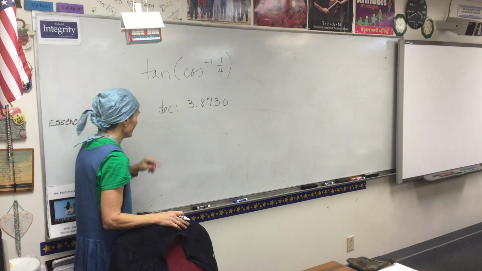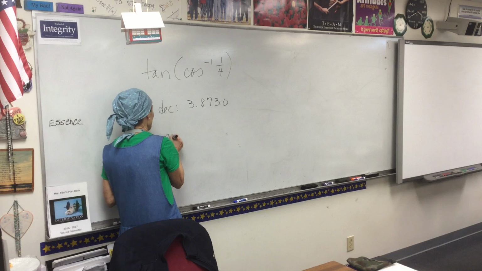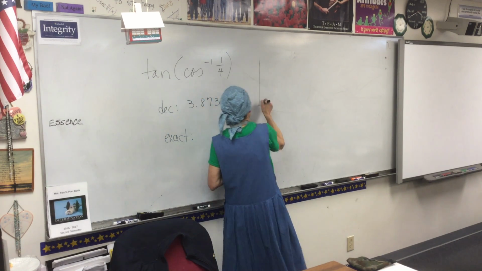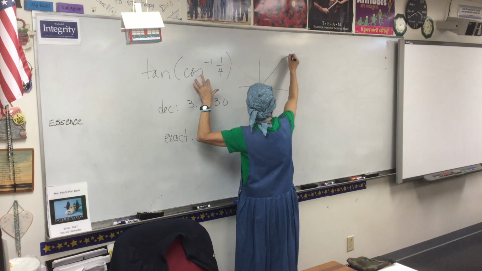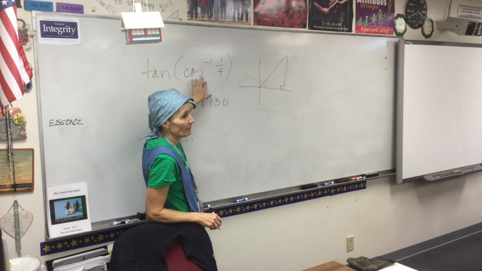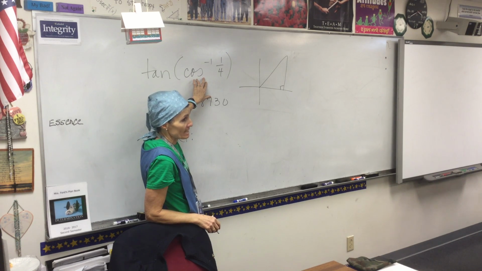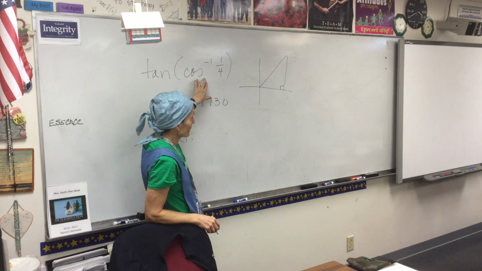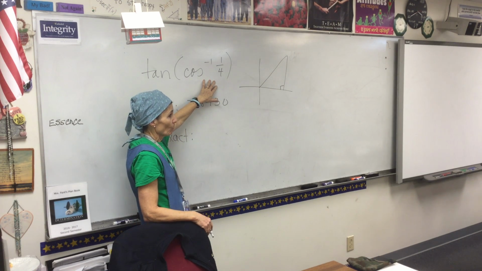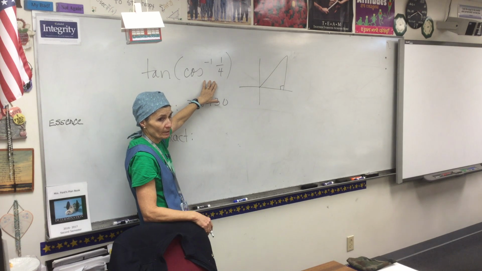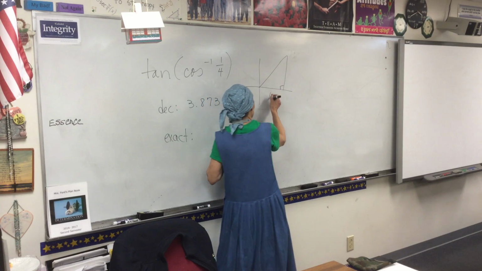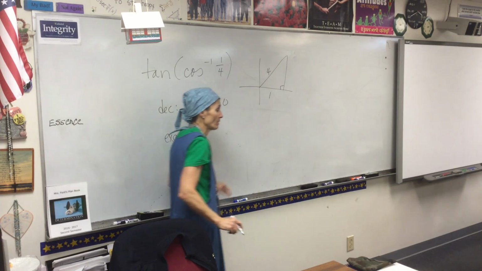Now, by hand, what we call the exact value, we need to draw a picture of the parentheses. So we're going to draw a triangle. Emma? It's always going to be in quadrant 1. Yep. So we're going to draw a triangle with a cosine of 1/4. So the adjacent would be 1 and the hypotenuse would be 4.